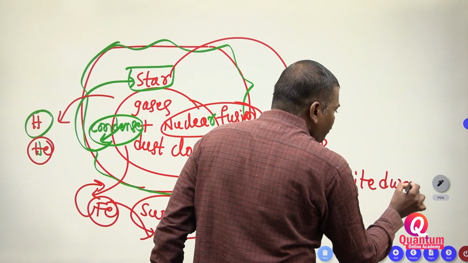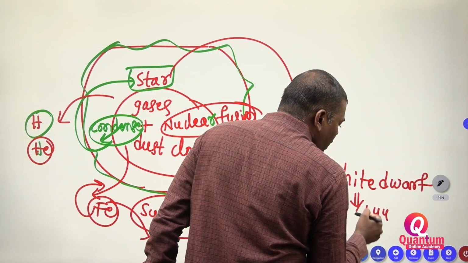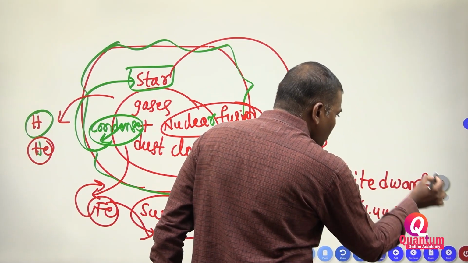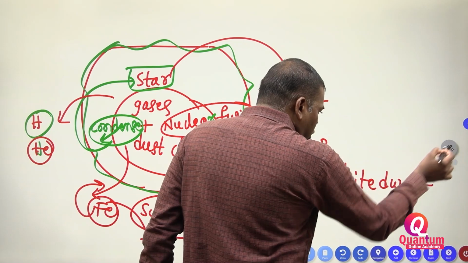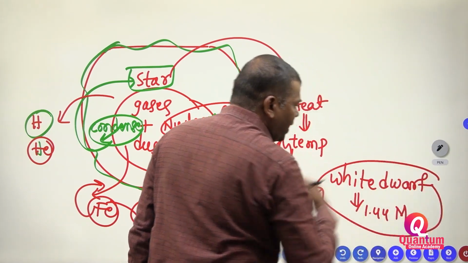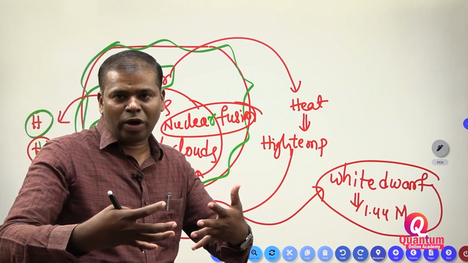This supernova, we call it a white dwarf. This white dwarf mass is 1.44 times the mass of the sun. Clear? 1.44 times the mass of the sun. This is the less massive supernova.